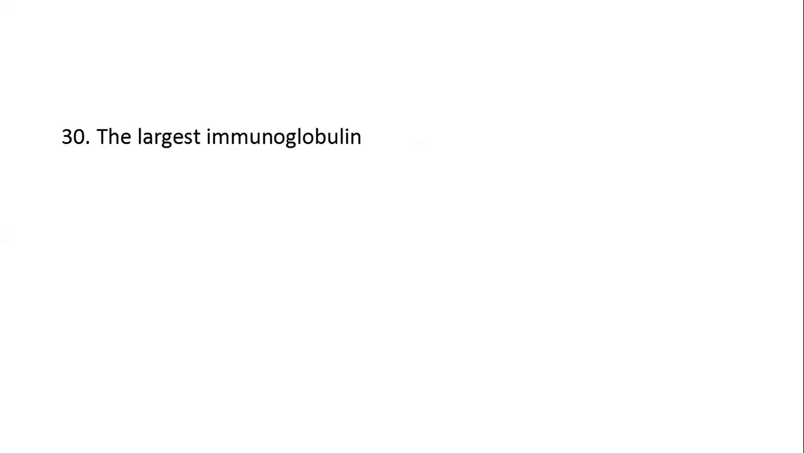Next question, the largest immunoglobulin. Option A, IgG. Option B, IgM. Option C, IgE. Option D, IgD. The right answer is option B, that is IgM. IgM is the largest immunoglobulin. It is a pentamer, which is made up of 5 monomeric units.